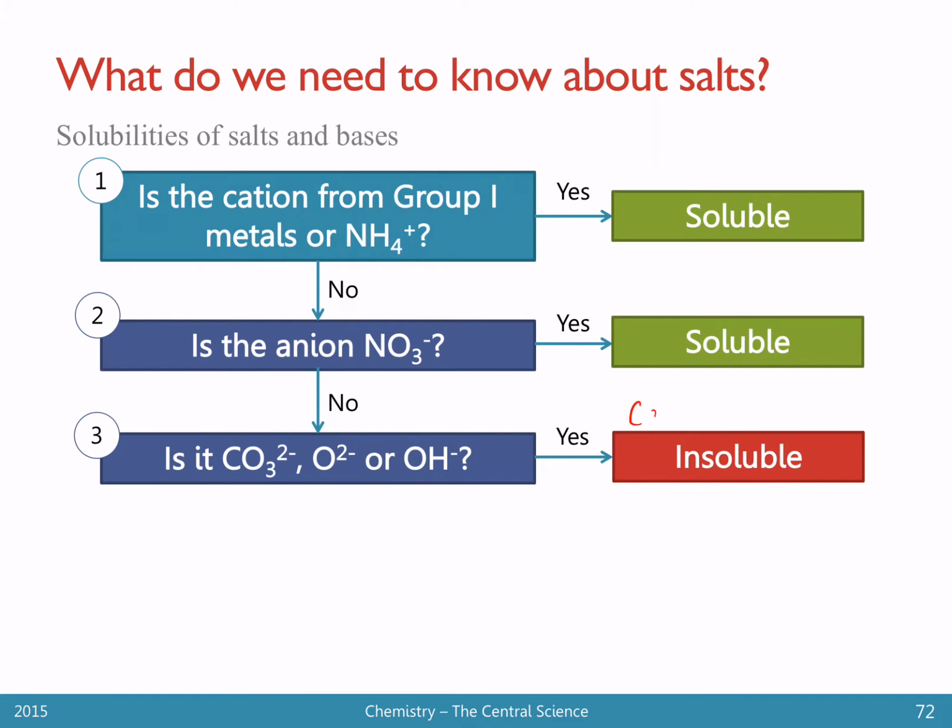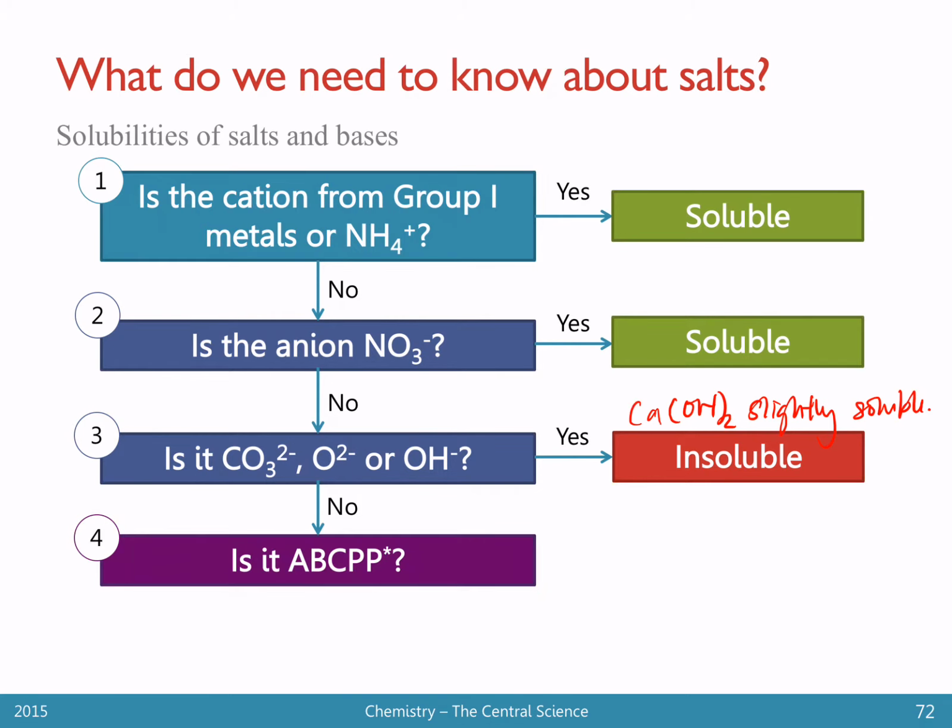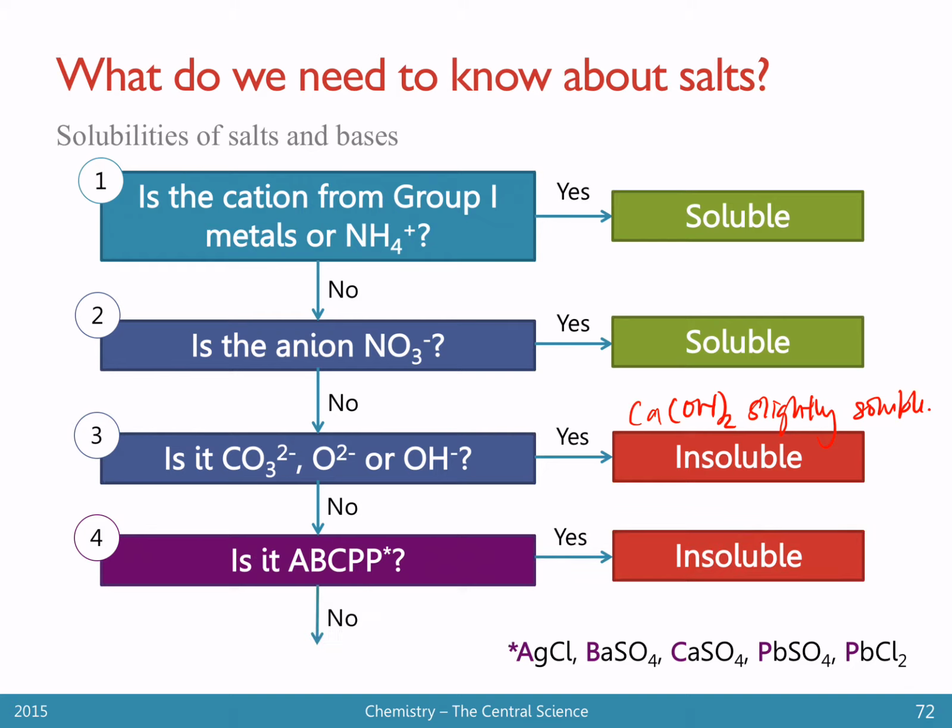An exception is your calcium hydroxide, which is slightly soluble. Now, next, if it's not these three anions, is it ABC, PP? PP means lead. So these are the examples you should know that are insoluble. If it's ABCPP, it's definitely insoluble. If it's not, it should be a soluble salt.